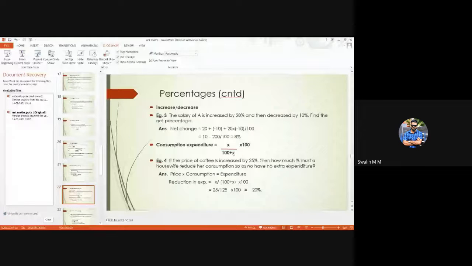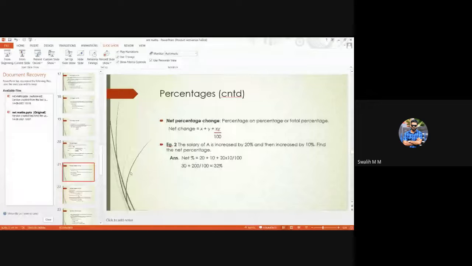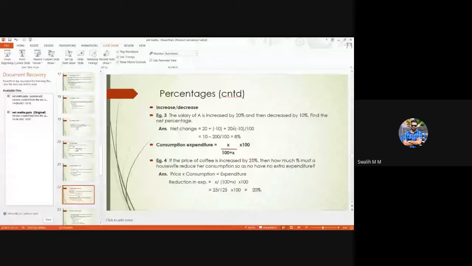Here, this is the same formula as before, but you just put minus sign if there is a decrease, first increase and then decrease. Or if it is the other way, first decrease and then increase, you put the minus sign in the first number. This is very simple.